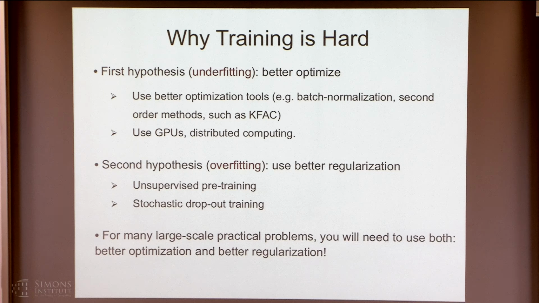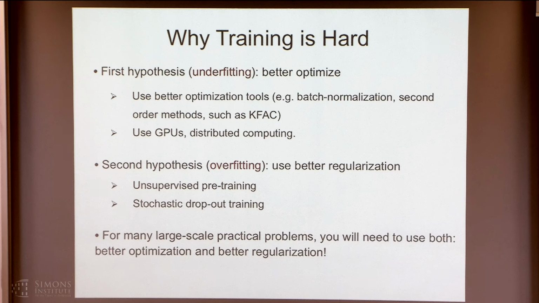The second hypothesis is, maybe we can use better regularization if it's overfitting. Perhaps we can use dropout. There's a stochastic dropout training that I'm going to talk about. There is unsupervised pre-training, which allows you to initialize your parameters more reasonably. And it turns out that for a lot of these problems, you have to use both. The reason is that the best performing systems today are the ones where you build a very large model and you regularize. So you always work in the over-parameterized regime. You're always building models with millions of parameters, and then you try to regularize it.